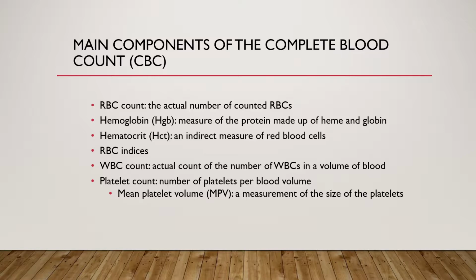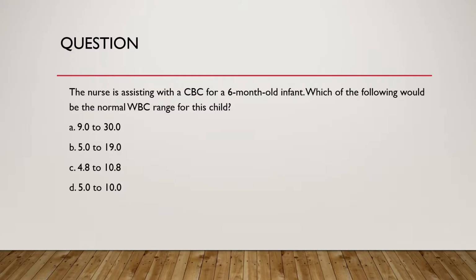RBC indices, meaning what do they look like? Are they the right color red? Are they pale? Are they small? Are they large? White count, number of white counts in a volume of blood. Platelet count, again, platelets per volume. And mean platelet volume, a measurement of the actual size of the platelets.